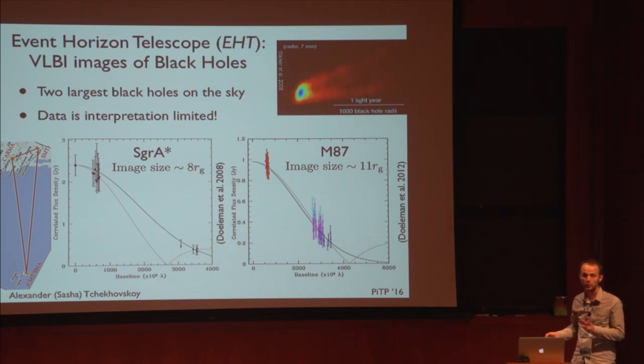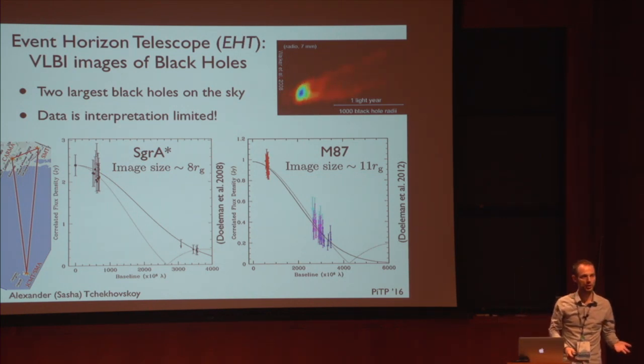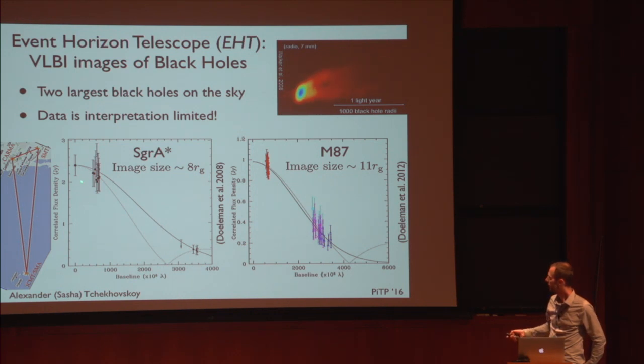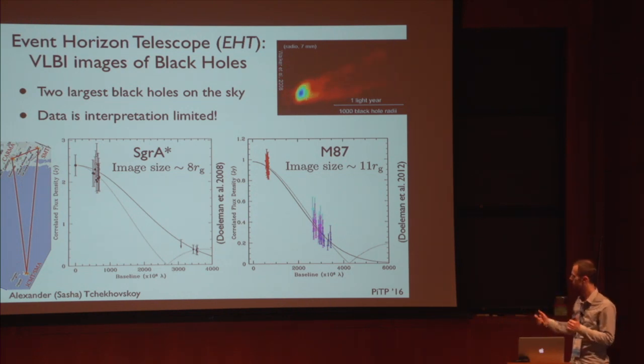So here, what we're looking at is a Fourier transform of an image. If we were looking at a Gaussian blob and we made a Fourier transform of it, we would see a Gaussian blob in Fourier space. The Fourier transform of a Gaussian is a Gaussian. What we're seeing here is several sets of points for each of the sources that correspond to different combinations of the base stations and therefore to different baselines.